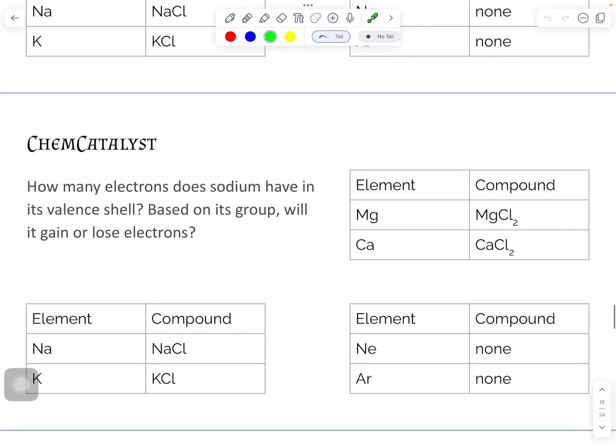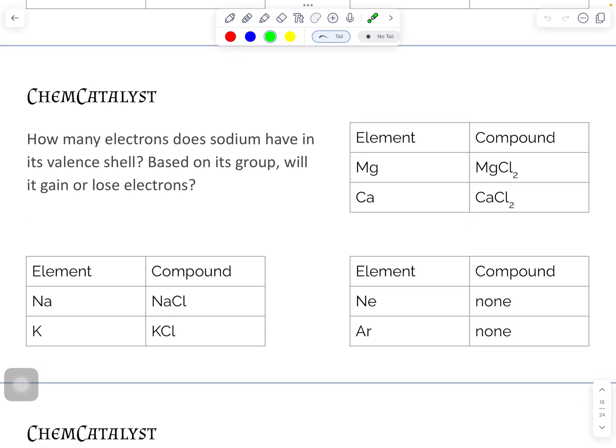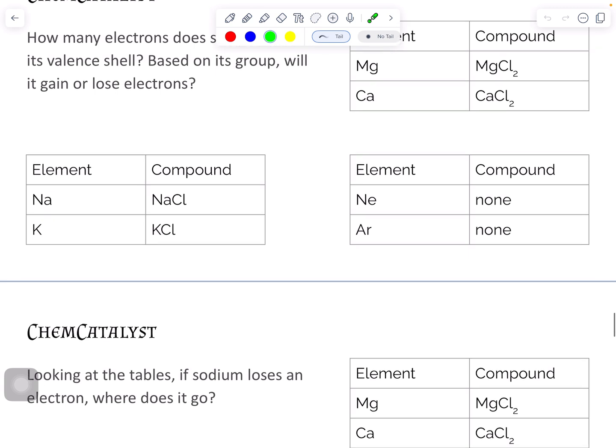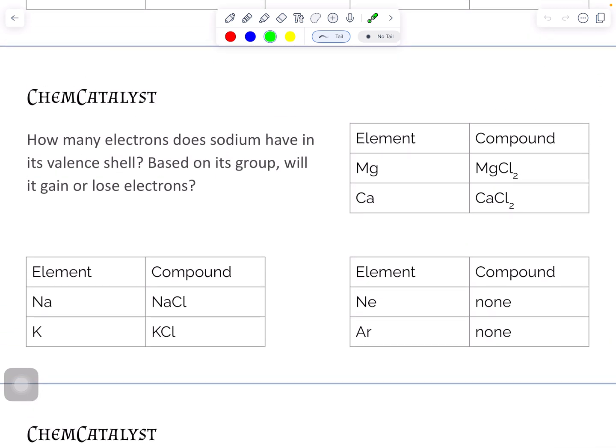All right, how many electrons does sodium have in its valence shell? And based on its group, will it gain or lose electrons? So think about where it is on the periodic table. Again, for now, you can just ignore the tables that are on this slide. Based on its group, does sodium gain or lose electrons? Now, sodium is in the first group, so it has 1 valence electron, and it's going to lose. Because remember, elements in the first 3 groups, 1, 2, and 3, lose electrons.